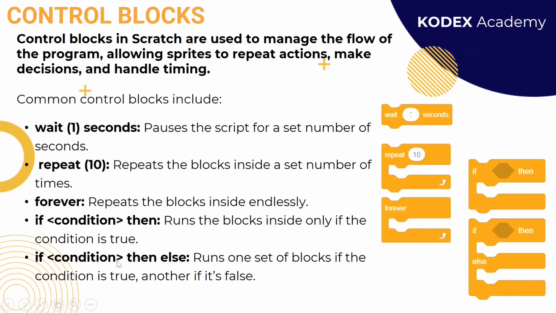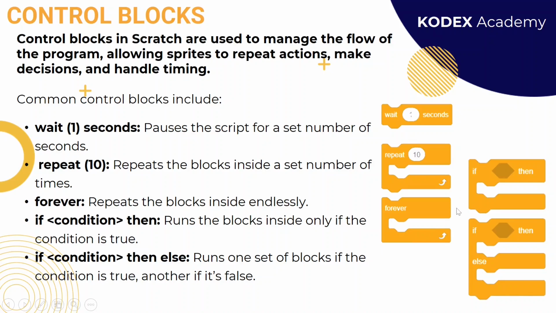Now the next one is based on if the condition is true, this thing happens, or if the condition is false, then another action will happen. Suppose in the same example, you mention if the score reaches 50, it shows you win, else you will lose the game. So here there are two cases: one where the condition is true, and second, what will happen if the condition is not true. On the basis of that, the particular set of blocks will run.